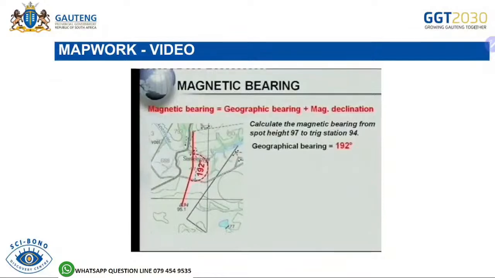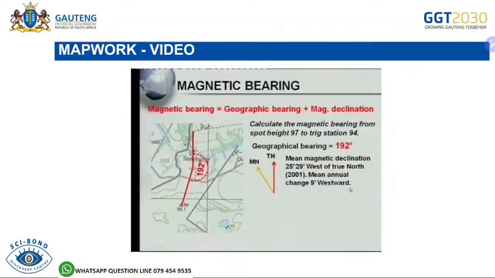Now let's have a look at the second part of the calculation. It is easy because we've just done magnetic declination. In this case, the magnetic declination was the following. The mean magnetic declination was 25 degrees 29 minutes west of true north in 2001. Mean annual change was 9 minutes towards the west.